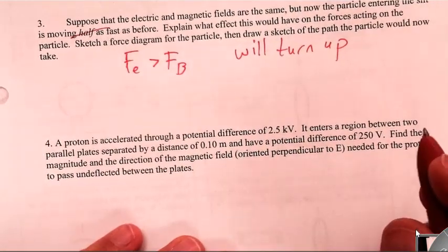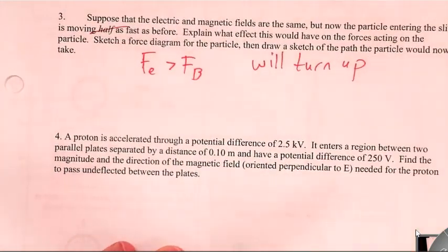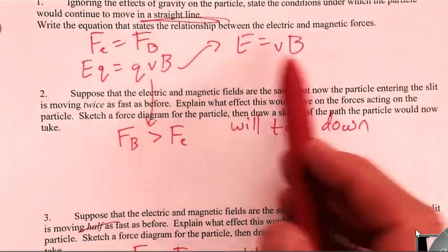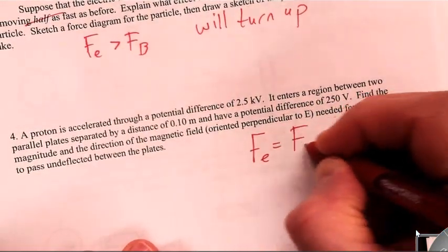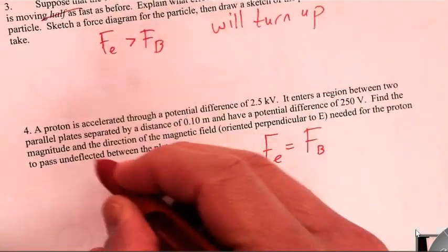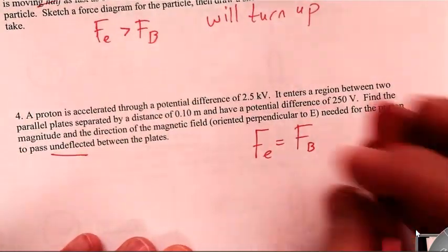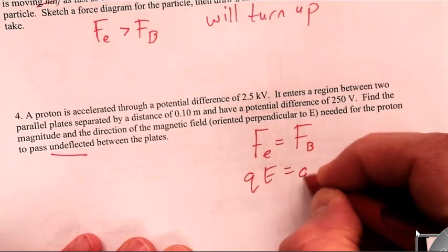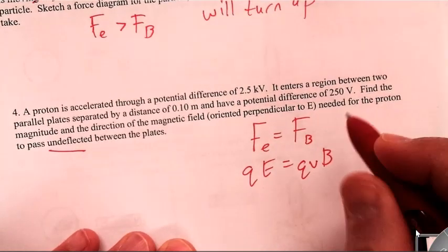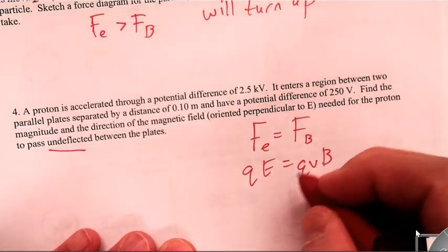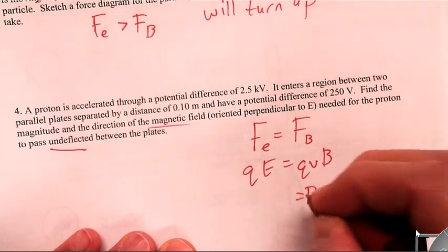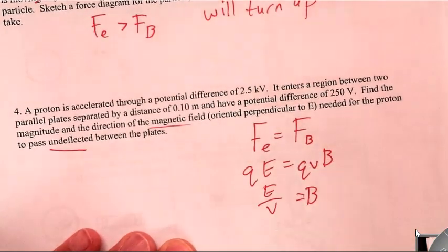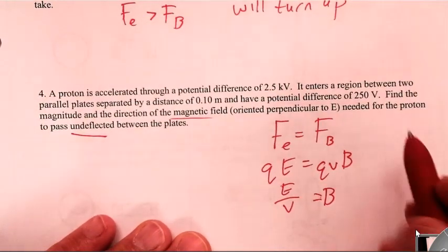Okay, and now we actually do the math. So again, the electric field is equal to V times B. We kind of just discovered this. I'm just going to write it out. This is the case for the object to move undeflected. So QE is equal to QVB, assuming the velocity and the magnetic field are perpendicular to each other. So what am I trying to find? Magnetic field. So that means that B is equal to E over V. Okay. So I need to find some things to find B.